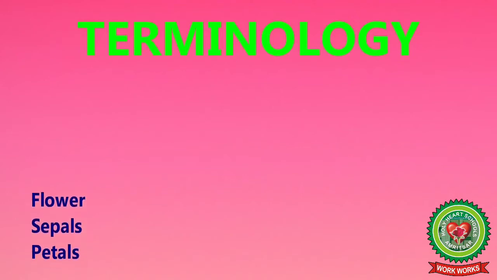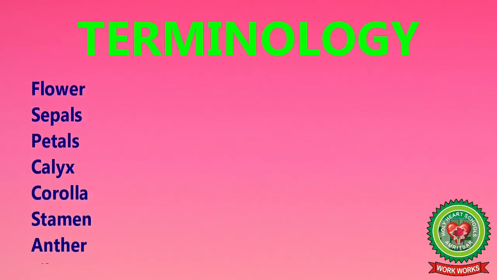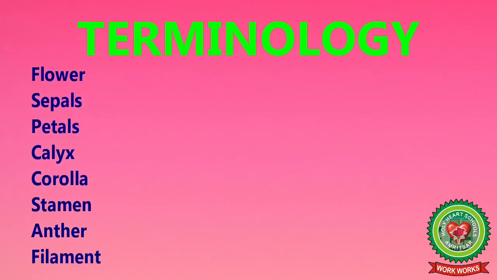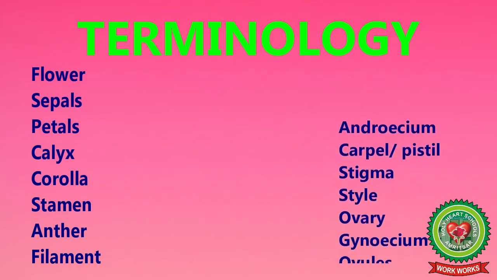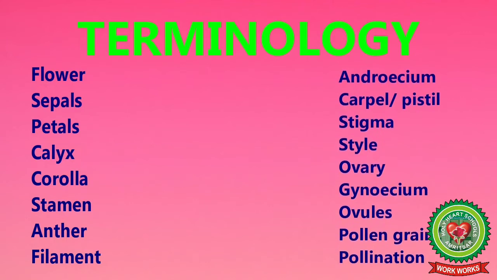Students, terminology of this chapter is flower, sepals, petals, calyx, corolla, stamen, anther, filament, androecium, carpel, pistil, stigma, style, ovary, gynoecium, ovules, pollen grains, and pollination. Now students, open your book at page 47.